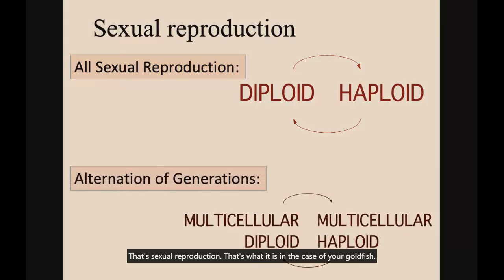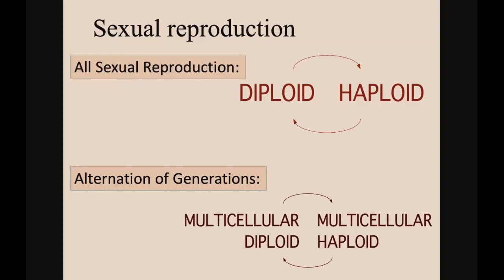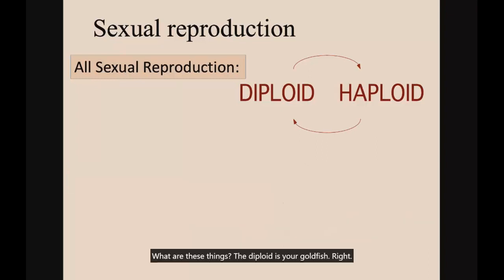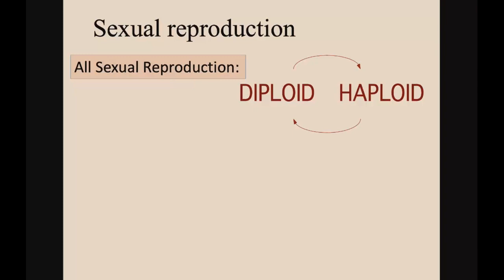In the case of your goldfish, what are these things? The diploid is your goldfish, right? Or your cat. What's the haploid? The sperm or the egg? How many cells is a sperm? 1. How many cells is an egg? 1.